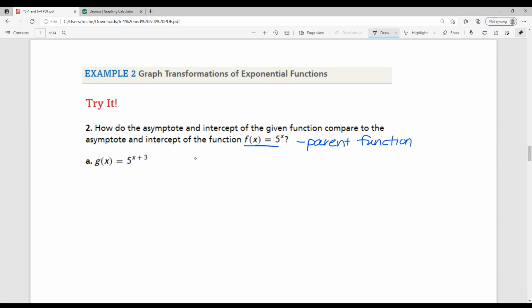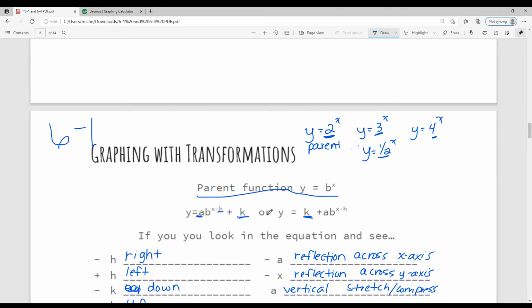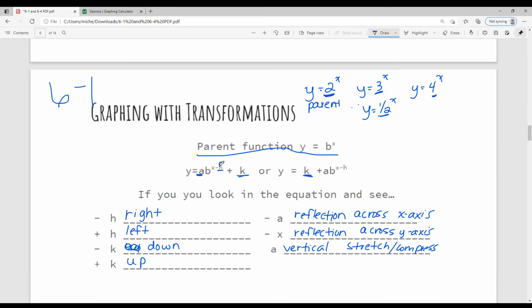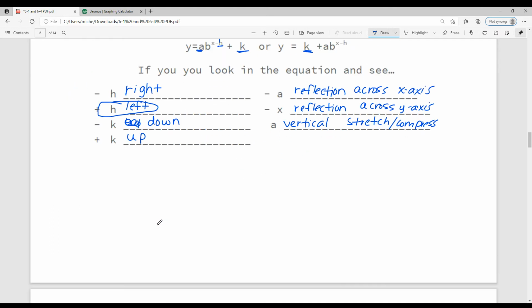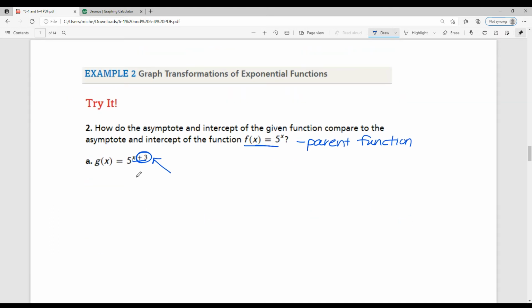So I think about what this graph looks like. And then how would it compare here? 5 to the x plus 3. Well, I look at this and I see, oh, okay, it's in the exponent's place. So the thing that's in the exponent's place is the h, okay? And I have a plus h. So that means that my function is going to shift to the left 3 units.